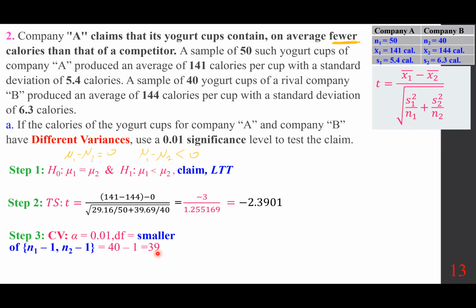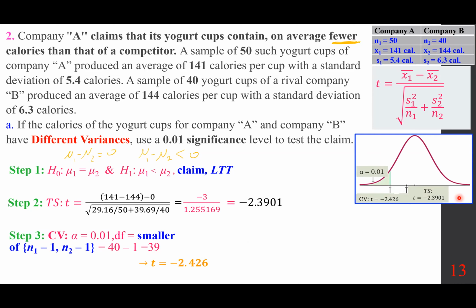If you have the number 39 in the table, fine. If not, the closest number. So when you look it up, you end up with negative 2.426. Now, to make a decision, I highly recommend you do the drawing. So let's do the drawing and see what happens. When alpha is 0.01, CV is negative 2.426, and the test statistic is right somewhere here. Again, it doesn't have to be to scale, but clearly it's in the non-rejection region.